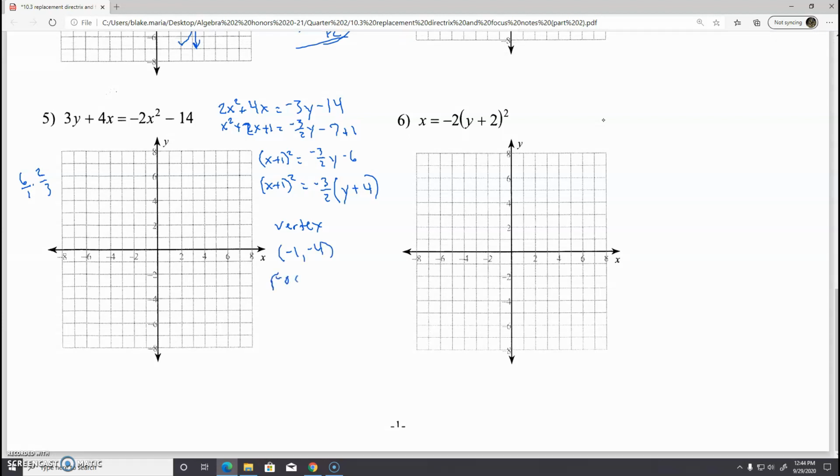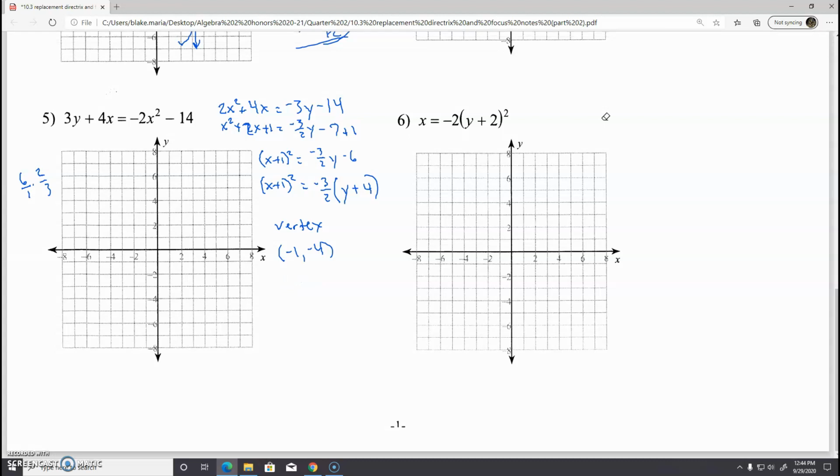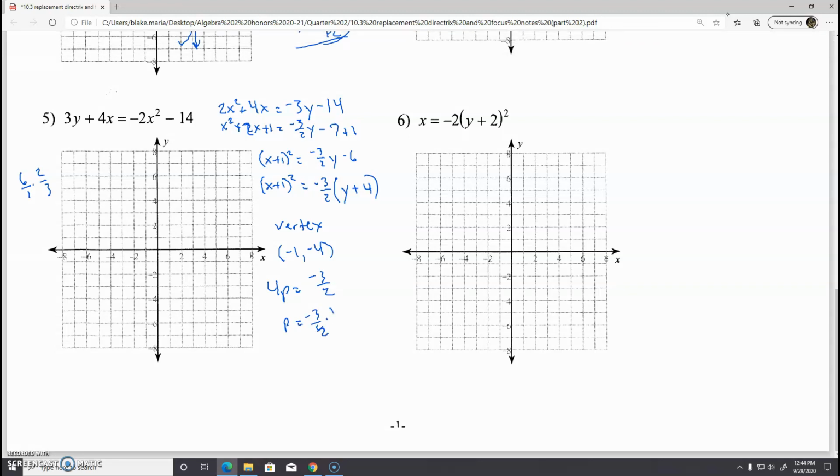Your focus, I lied. We're going to do our 4p first. Let's go ahead and erase that. Here we go. We know 4p equals -3/2. Divide by 4 or multiply by 1/4. That's a 2. You get -3 over 8. So we have x squared, which tells us up and down. This tells us it's opening down. We're going to do our focus.